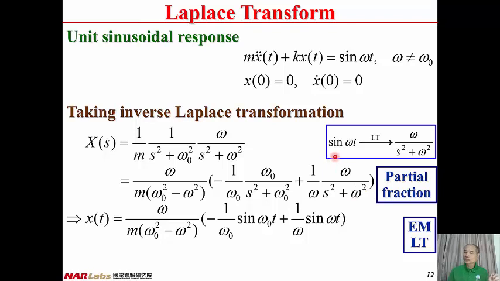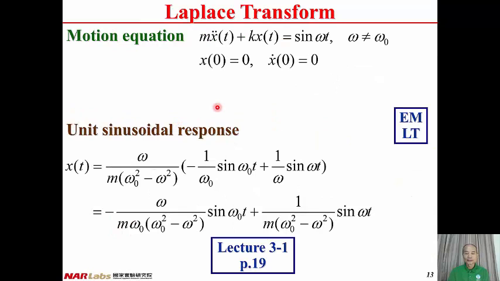From the formula for the Laplace transform of sine omega t, we know that the inverse Laplace transform of omega 0 divided by s squared plus omega 0 squared equal to sine omega 0 t. The inverse Laplace transform of omega divided by s squared plus omega squared equal to sine omega t, so that we can find out the displacement function for the unit sinusoidal response. And here is the displacement function from the unit sinusoidal response.